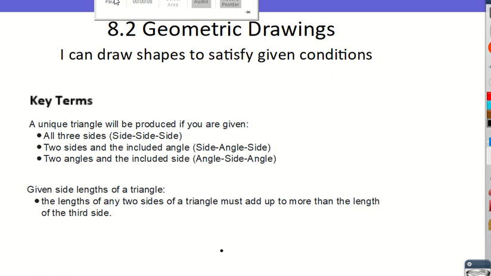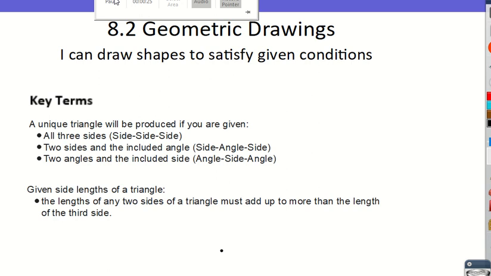Hey, 8.2 geometric drawings. I can draw shapes to satisfy given conditions. Get that written in at the top of your note taker. For this note taker, we're really going to see who's watching the videos because there's not much to write. Well, there won't be much that we write.